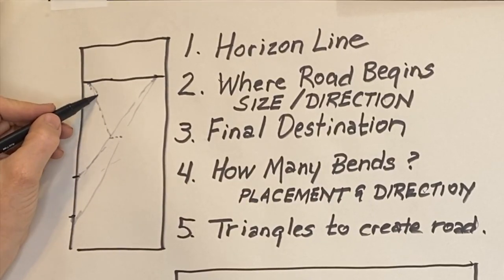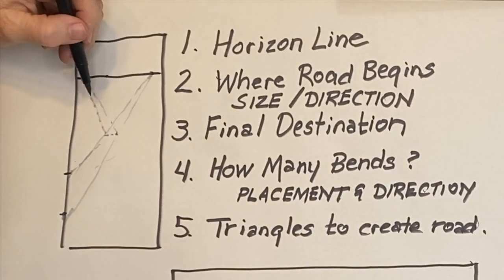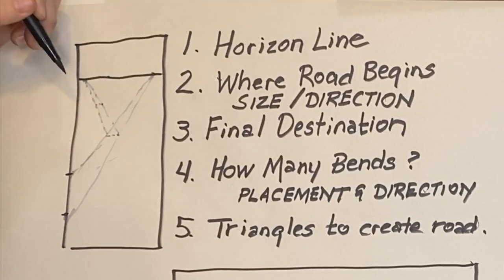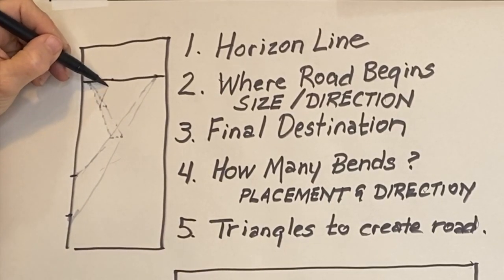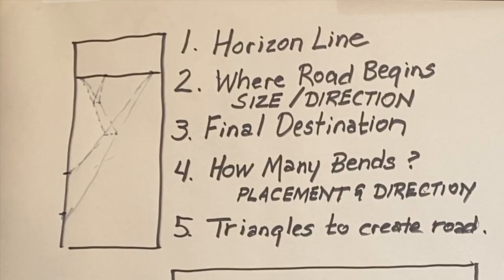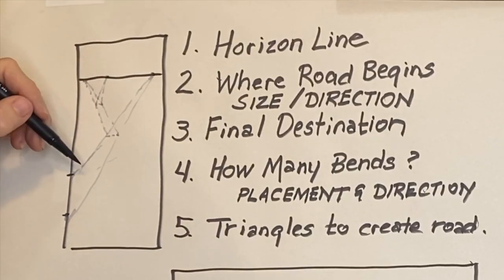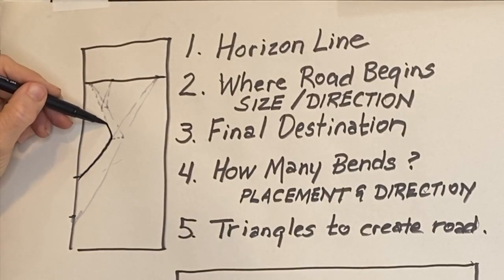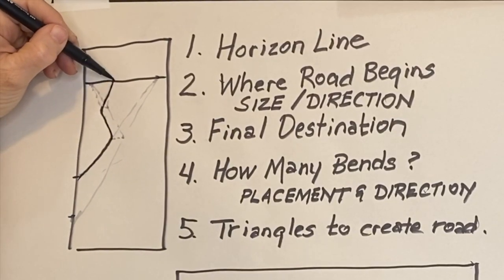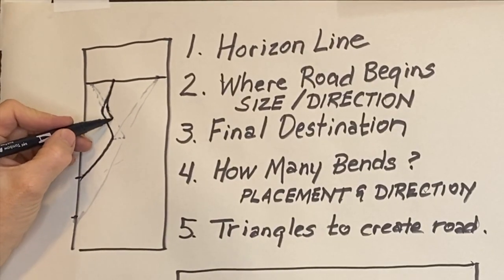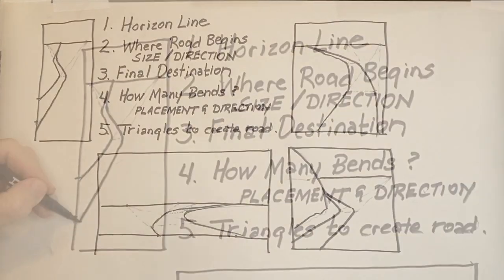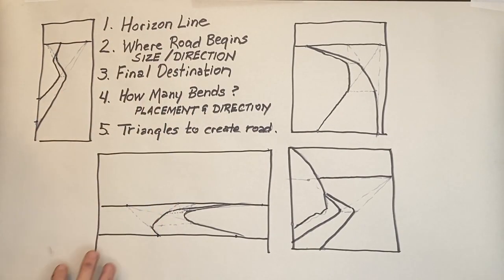Another triangle. Okay, and let's do our last bend right about here. Right there. All right, so let's draw the road now. Now this, obviously, you can tell we've got kind of a bird's eye view with this one here. So there you have it, my 5 easy steps for creating roads.